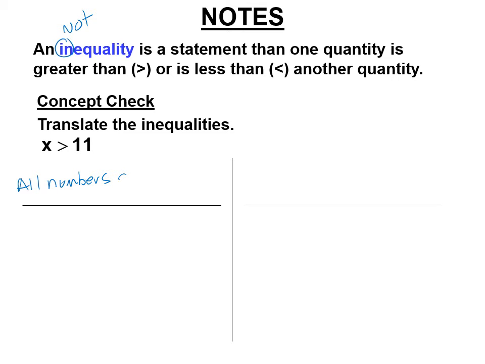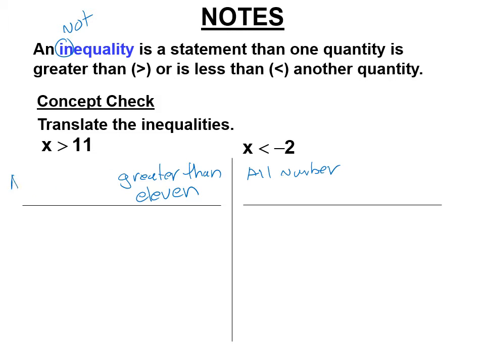All numbers greater than 11. That's greater than. So that's all numbers. Let's make it a sentence. I'm going to put "are" in there, because we don't have a verb. All numbers are greater than 11. All numbers are less than -2.